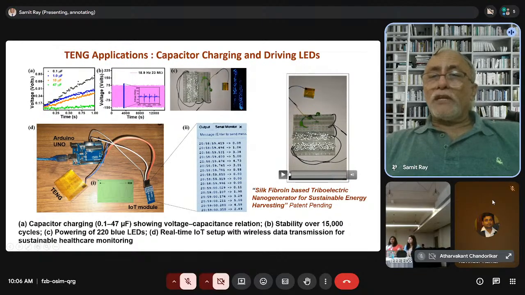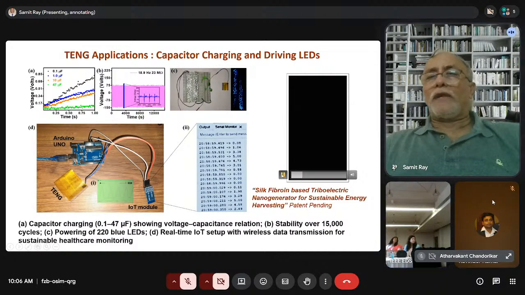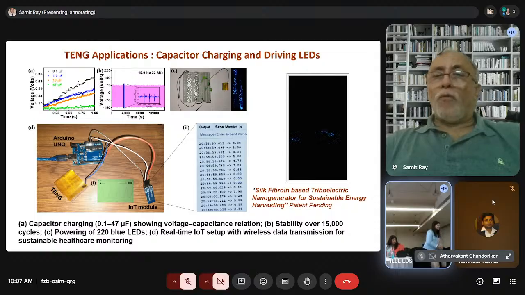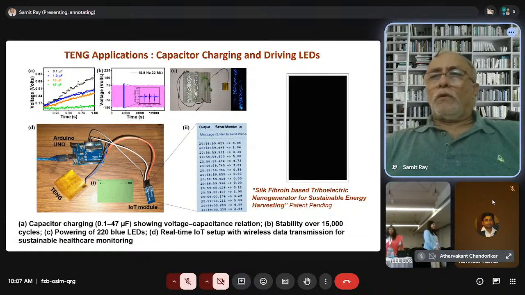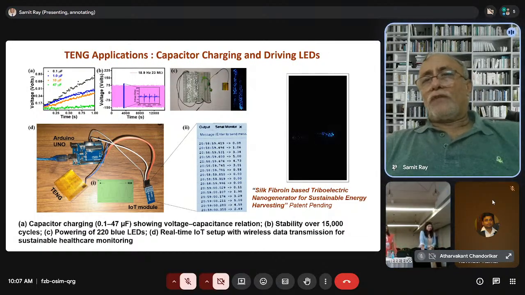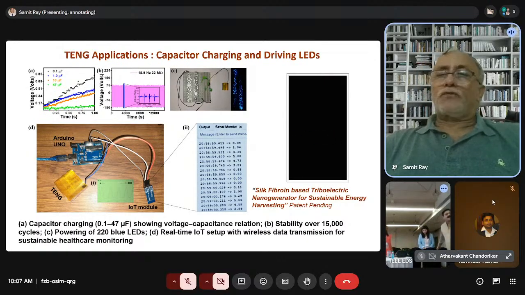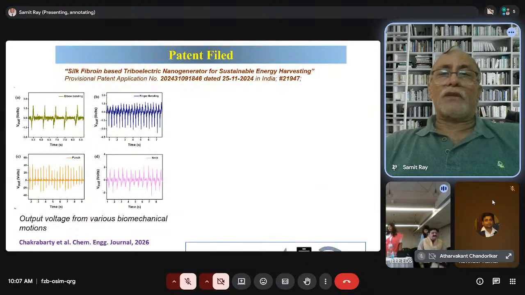So let me check whether this video works. You can see this video works by simple hand tapping. You can light 200 blue LEDs. You can generate tribo power. So that means this may be an efficient way to generate some energy, the so-called mechanical energy harvesting.